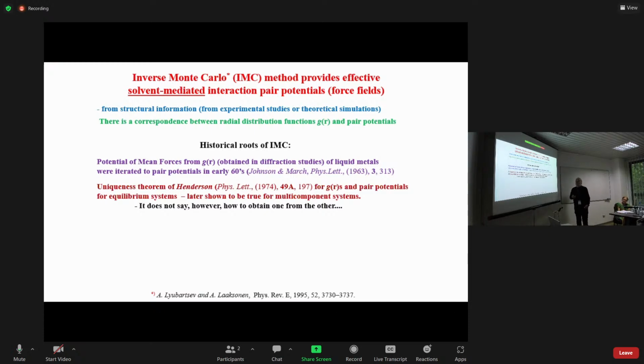The real breakthrough came in the mid-70s when Henderson proved a theorem that there actually is a uniqueness between radial distribution functions and pair potentials. This means that when we solve this inverse problem, we can solve it uniquely. He also showed later that it is true for multi-component systems. However, this theorem doesn't say how to obtain one from the other, so this has to be invented.